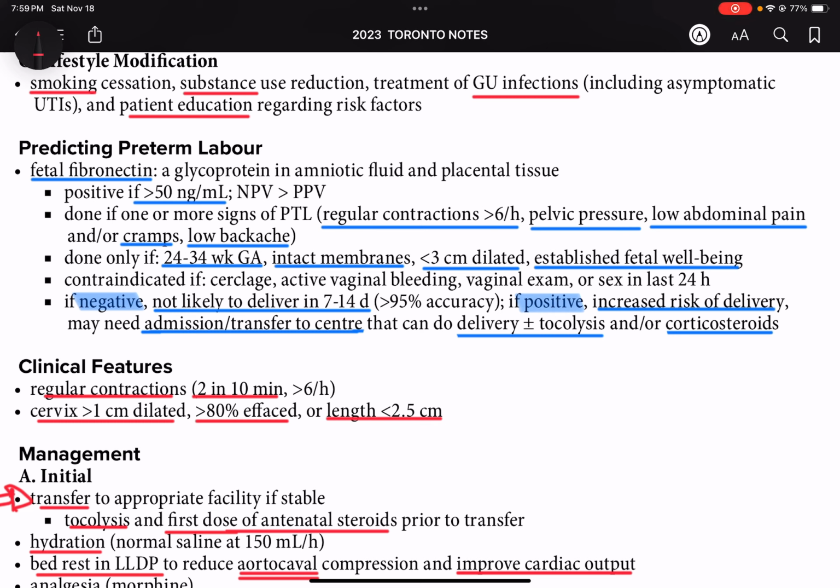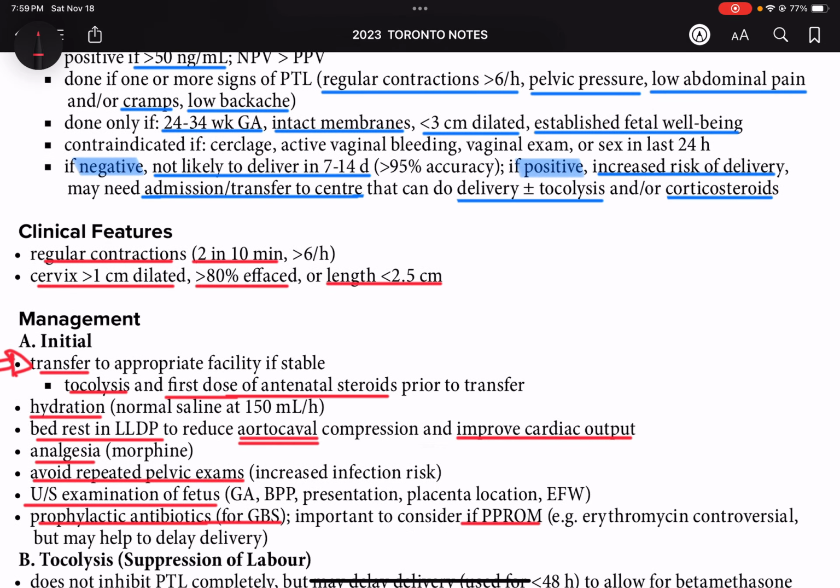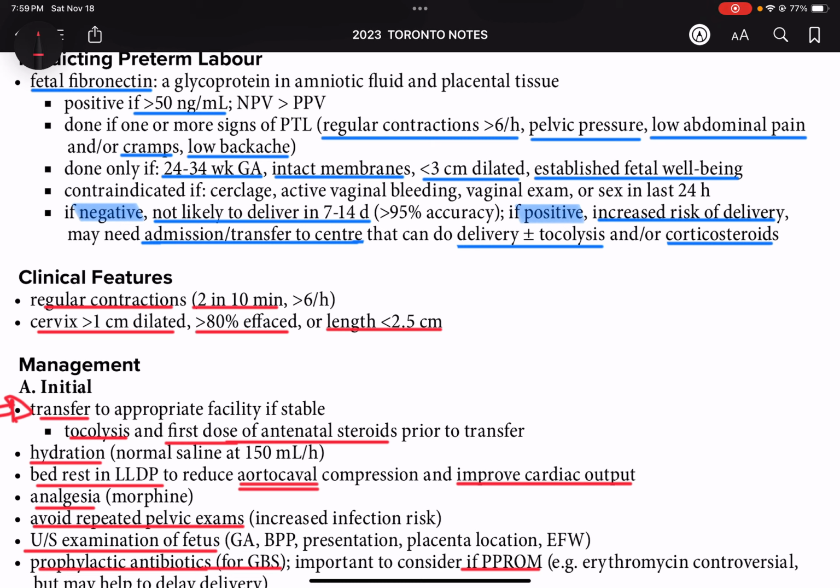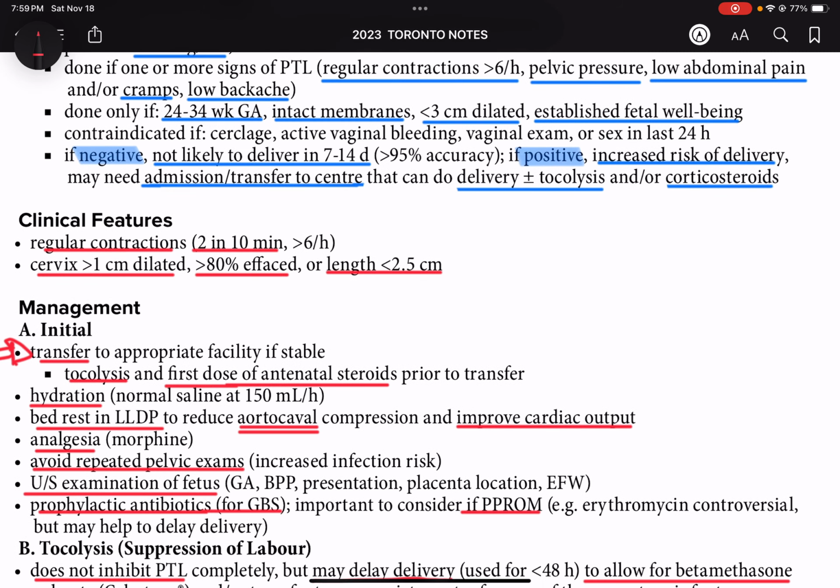You can also start some tocolysis so that you can get at least some minimum amount of time in which you can administer corticosteroids. So that's why we do tocolysis. You try to suppress labor. You don't really try to suppress it completely so that it's just gone. No, it doesn't happen like that, but you just suppress it so that you get enough time to administer corticosteroids.